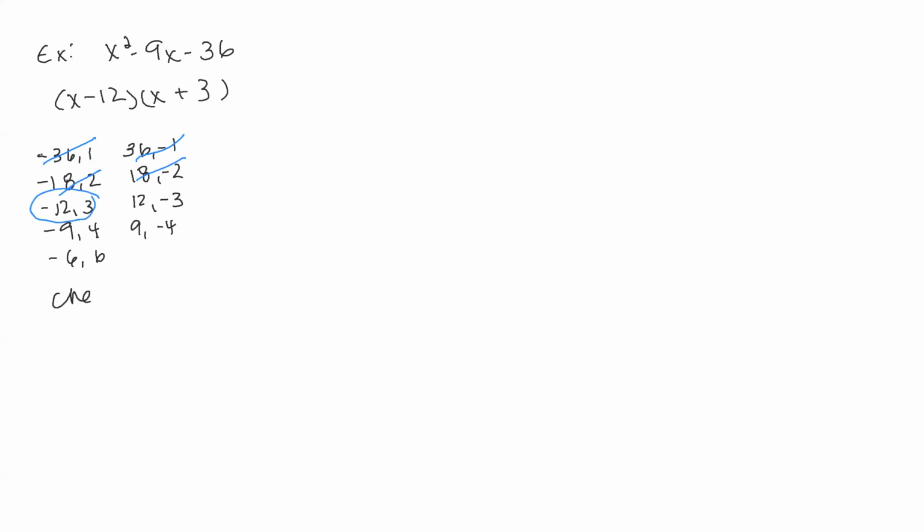And if you want to check it, this will probably be the last one I check just for the sake of time. But you would check by just foiling the two factors you end up getting. So x times x is x squared. x times 3 is 3x. Negative 12 times x is negative 12x. Negative 12 times 3 is negative 36. Combine like terms, those middle terms do combine. So we get x squared minus 9x minus 36. And how satisfying is that? So again, that'll probably be the last pair that I check just again for the sake of time.